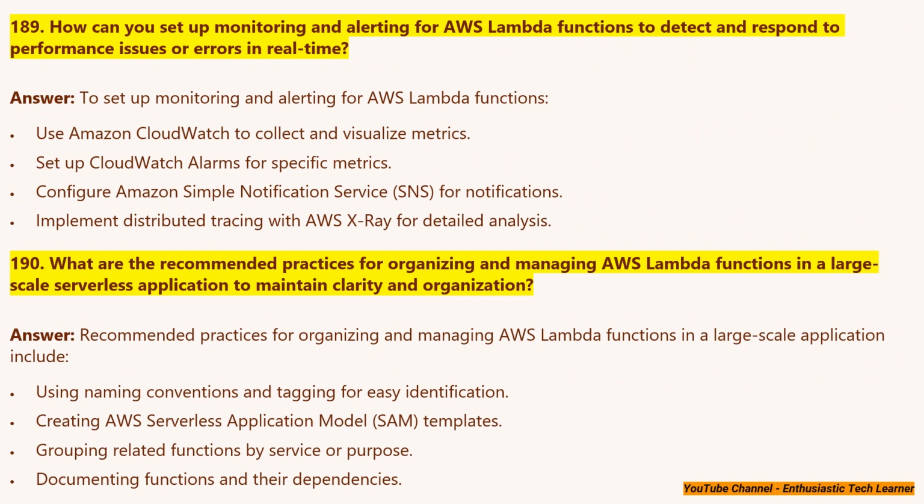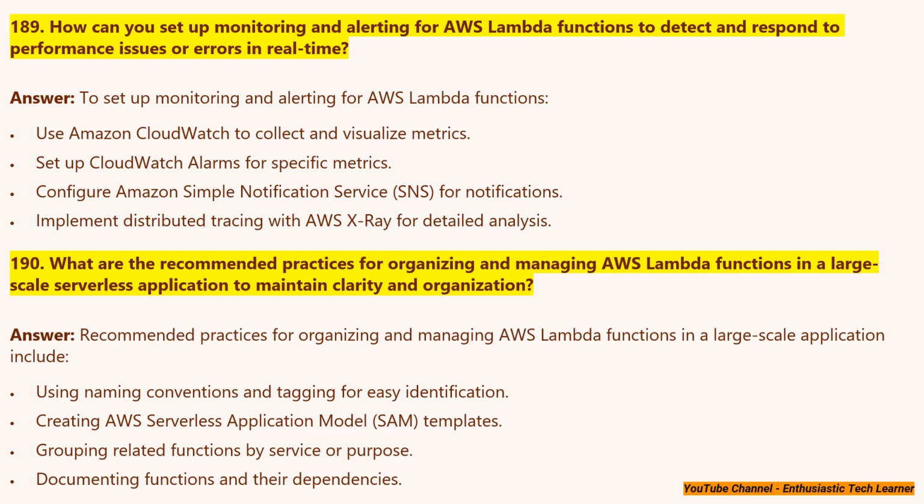How can you set up monitoring and alerting for AWS Lambda functions to detect and respond to performance issues or errors in real time? To set up monitoring and alerting for AWS Lambda functions, use Amazon CloudWatch to collect and visualize metrics. Set up CloudWatch alarms for specific metrics. Configure Amazon Simple Notification Service (SNS) for notifications. Implement distributed tracing with AWS X-Ray for detailed analysis.